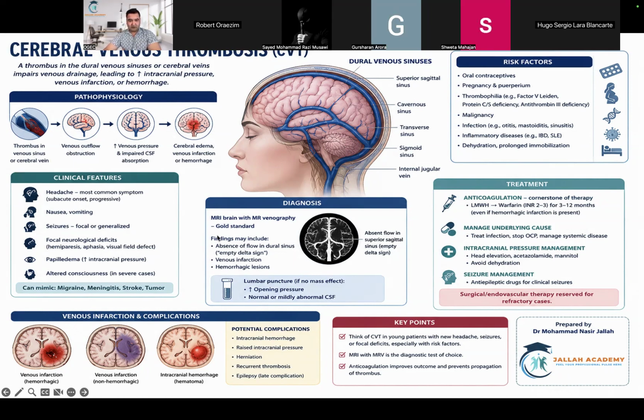All right. MRI is the most important thing: if you are suspecting this, you need to do the MRI and MRV. These are the gold standard. They might ask you what is the gold standard for this patient. It should be the MRI with MRV. Lumbar puncture findings: if no mass, increased opening pressure, or normal or mildly abnormal CSF.